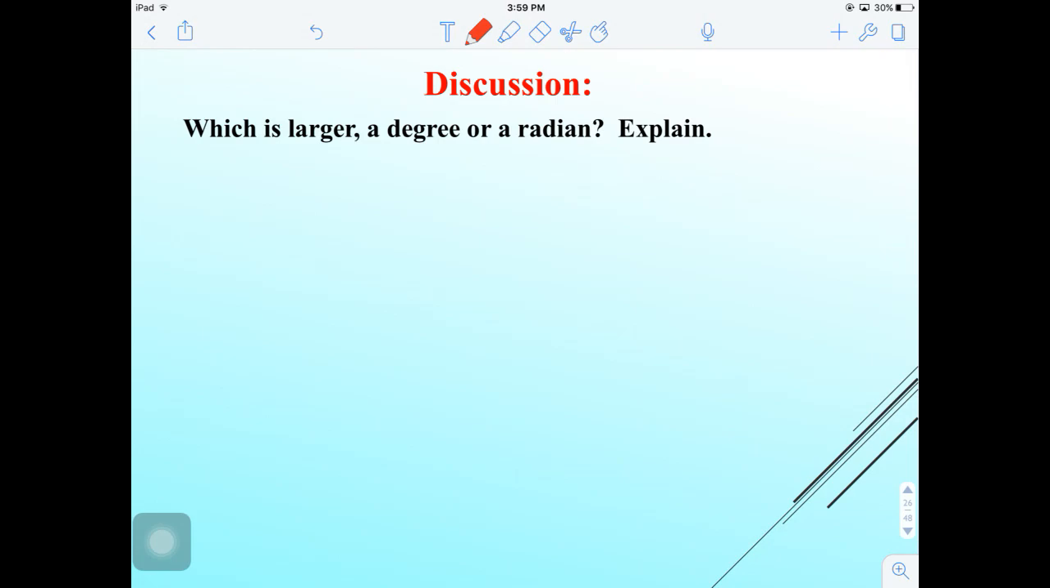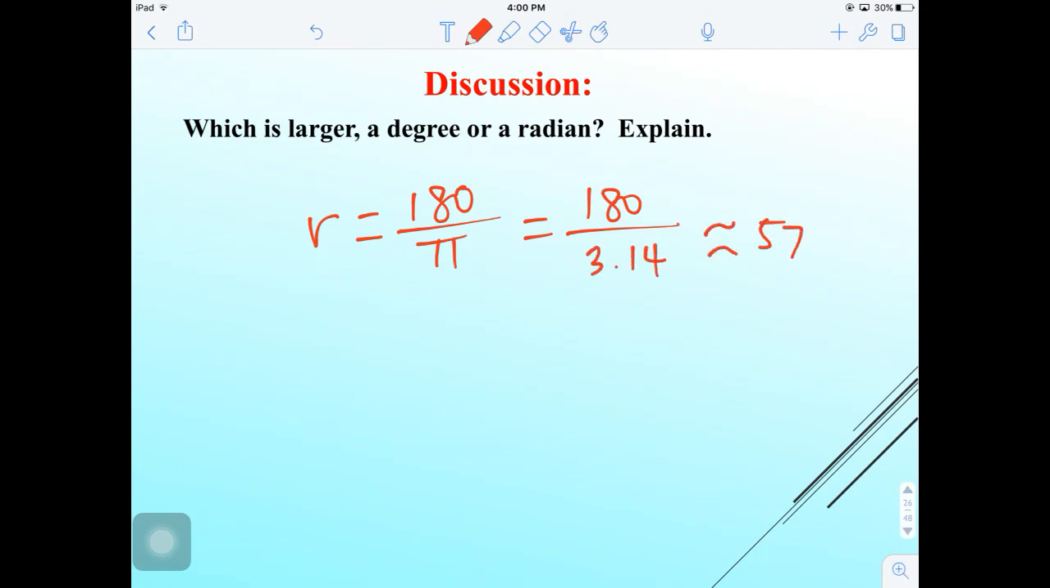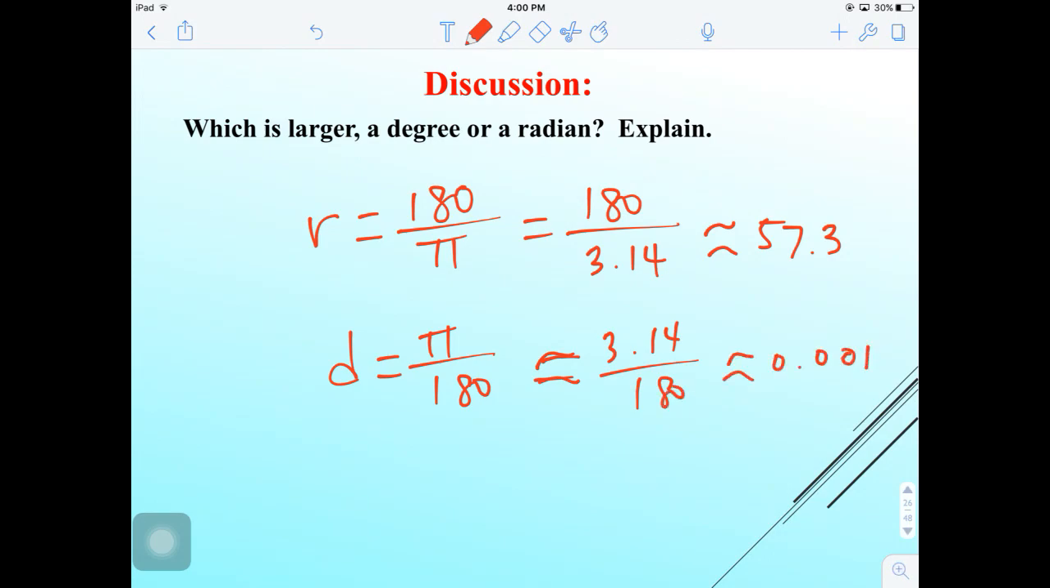So here's how you can take a look. 1 radian, remember, is 180 divided by pi. And so that's actually 180 divided by 3.14, and that should give you about 57.3. But 1 degree is actually pi over 180, which is approximately 3.14 over 180, which is 0.017. So you can see that radian is a lot bigger than a degree.